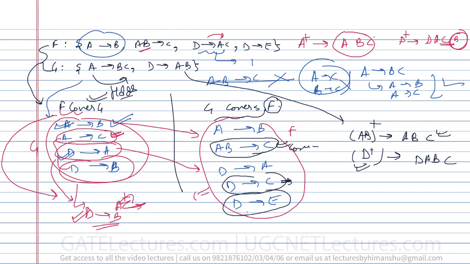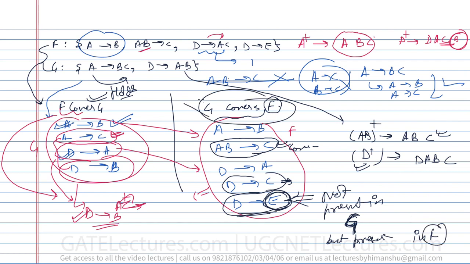Let us see if I can get D derives E, but you can clearly see that in any of the functional dependencies in G, we do not have any mention of E. So therefore, this is not present in G, but present in F. Hence we can say that G does not cover F, so this does not hold.